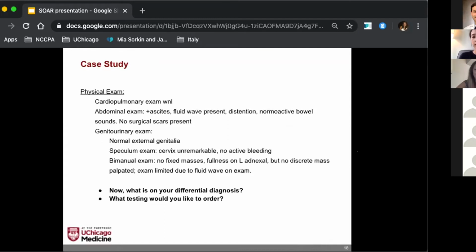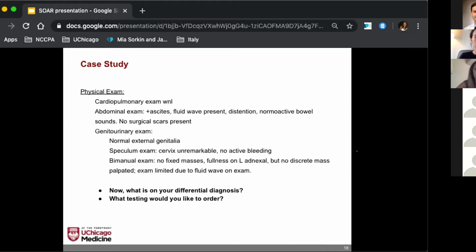On her abdominal exam, you notice some ascites, which a fluid wave is a way that you can detect on physical exam, and it is present. She's distended for her body habitus. You listen to her bowels. It sounds like she's got some things moving in there. She has no surgical scars.